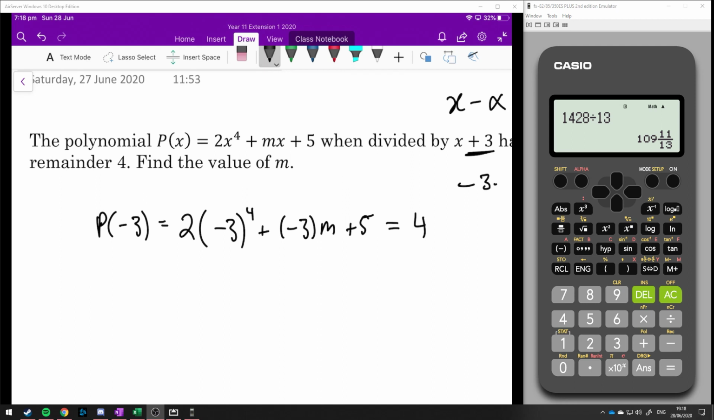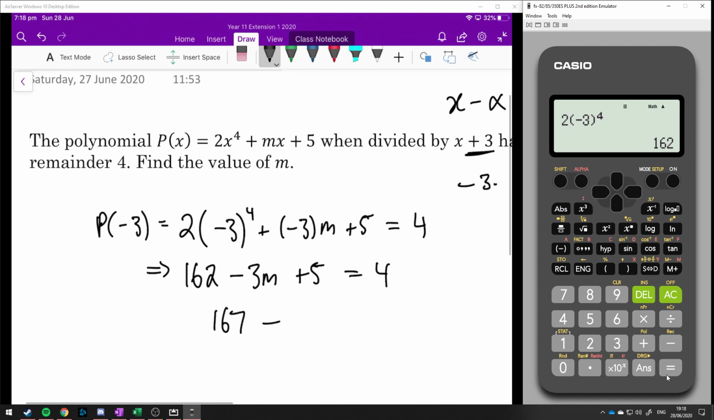So by putting that into here, we can do 2 lots of minus 3 to the power of 4. That's equal to 162, so we've got 162 minus 3m plus 5 is equal to 4. So that means 167 minus 3m is equal to 4.